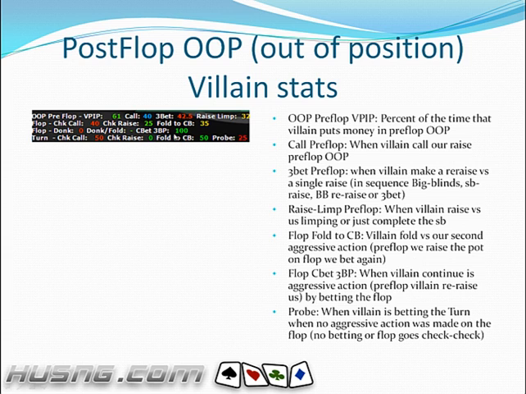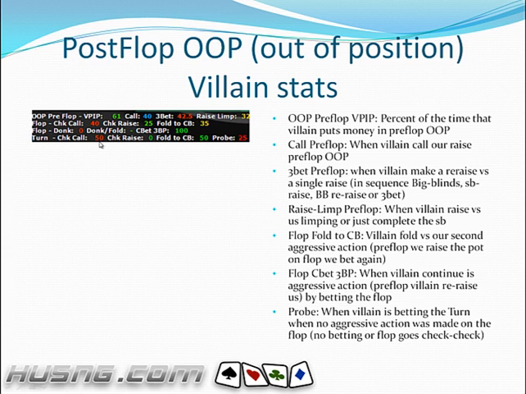C-bet, 3-bet pot, whenever the villain is 3-betting pre-flop and also c-betting on the flop. In this case it's 100%, we should be very cautious with this one. He's taking a stab at any kind of flop when he 3-bets pre-flop.